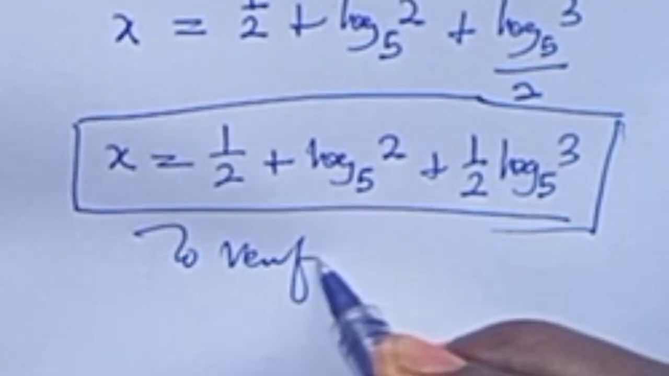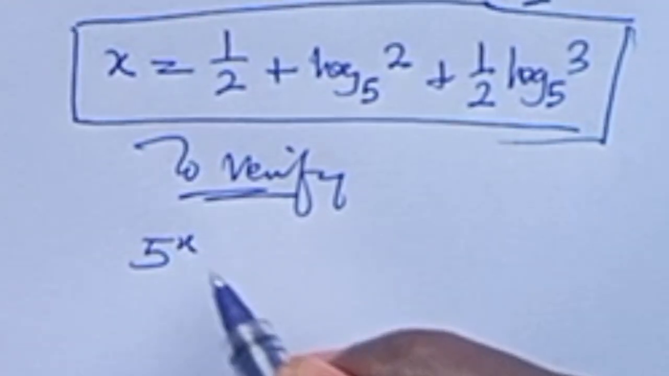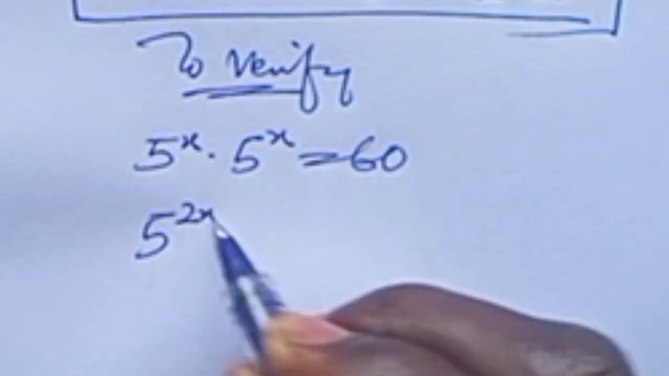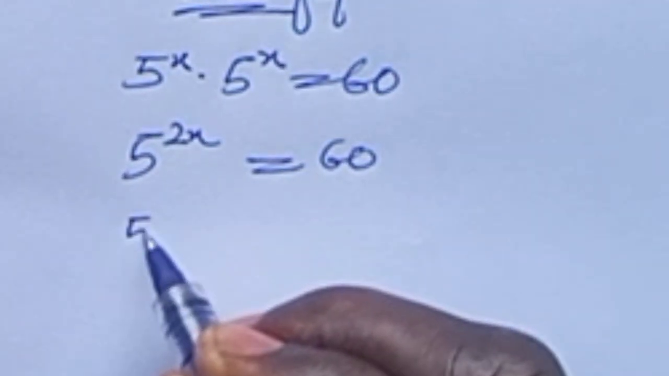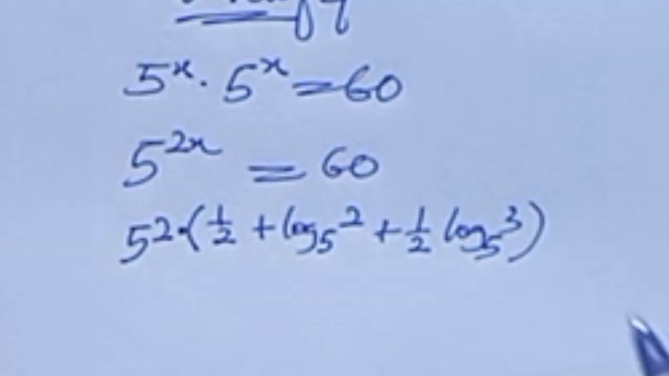And to verify this, from our original equation, we have 5 to the power of x times 5 to the power of x equals 60. And this we solved to arrive at 5 to the power of 2x equals 60. So in the place of x, we input this value so that 5 to the power of 2 times 1 over 2 plus log 2 base 5 plus 1 over 2 log 3 base 5. Can this be equal to 60?